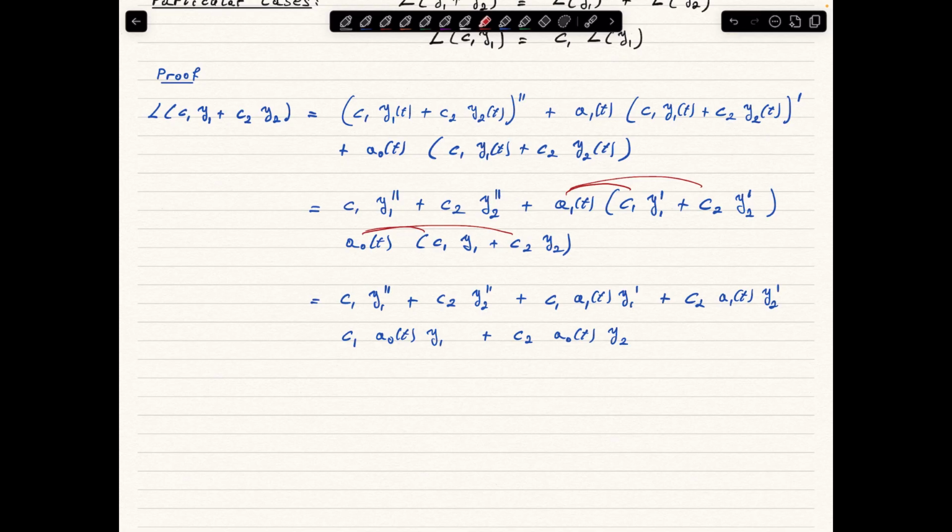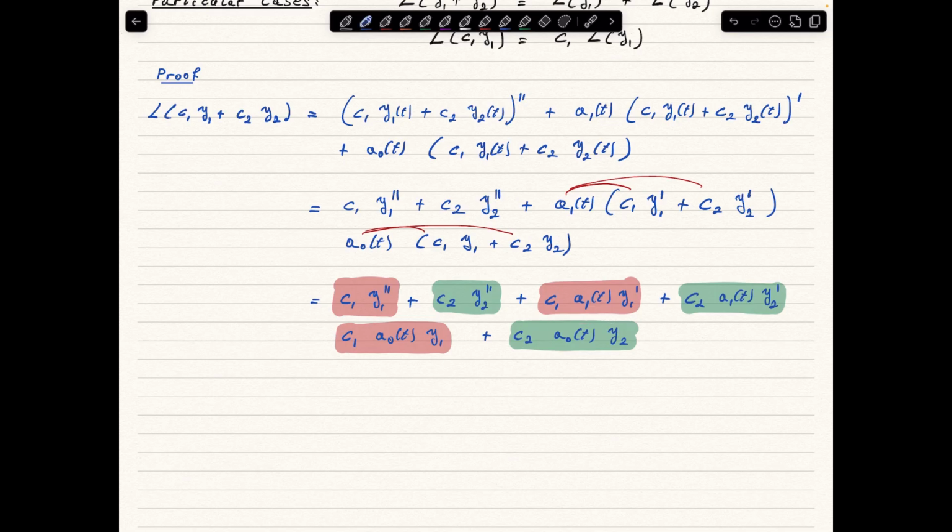We pull c1 common factor on all these terms. This is one term. Here is another term. We're going to pull c1 common factor, and here is the other term. And in the other terms, we pull common factor c2. Here we have c2. Here we have c2. And here we have c2.